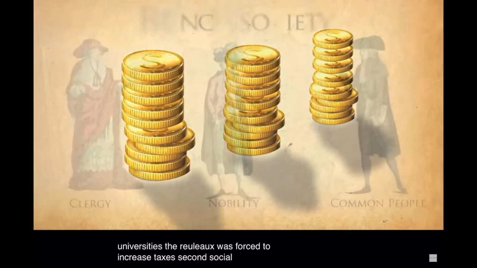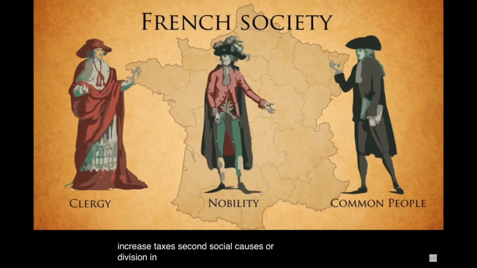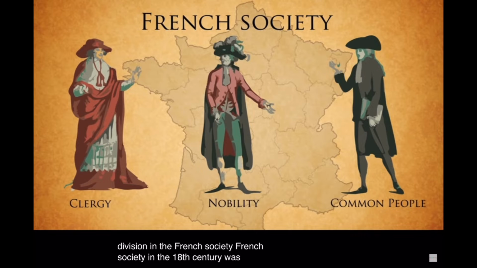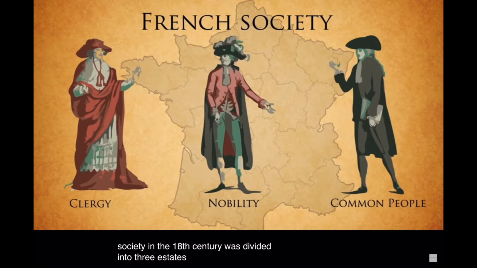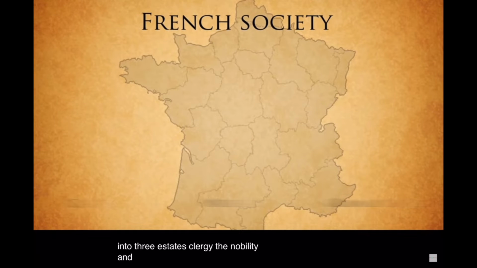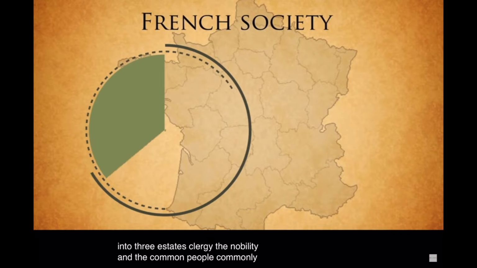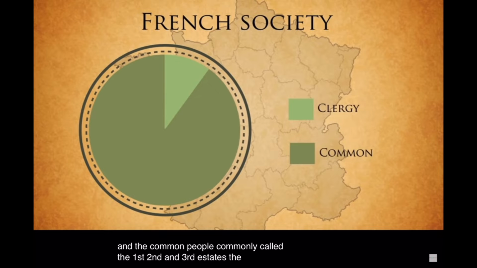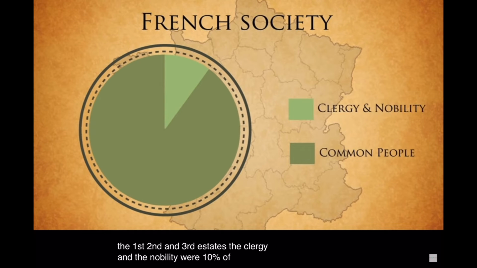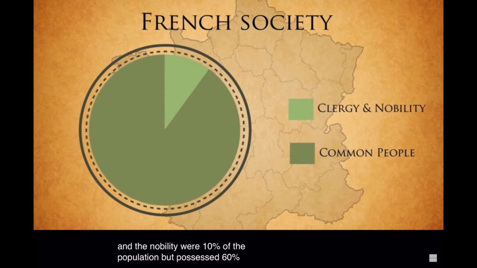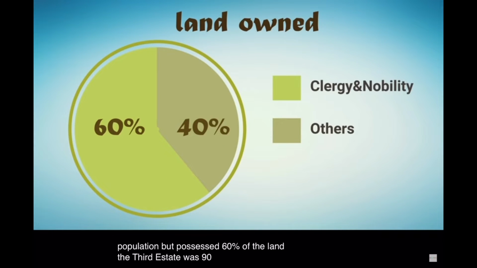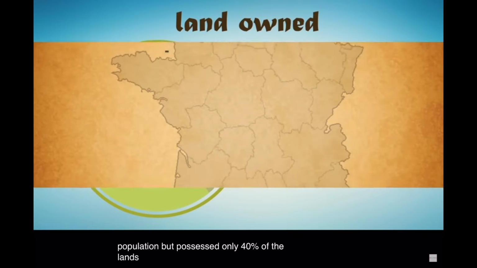Second, social causes, or division in the French society. French society in the 18th century was divided into 3 estates: clergy, the nobility, and the common people, commonly called the first, second, and third estates. The clergy and the nobility were 10% of the population but possessed 60% of the land. The third estate was 90% of the population but possessed only 40% of the lands.